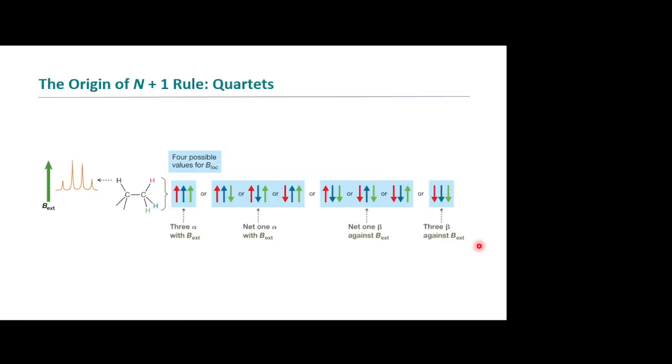Okay, so this is actually the four possible values that gives you your quartet. So here we have a quartet. Again, it's because we have three chemically distinct hydrogens over here that are affecting this. Okay. And they're chemically distinct because of the things off of here, right?